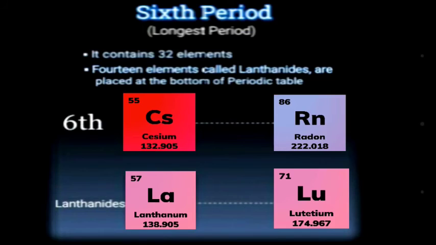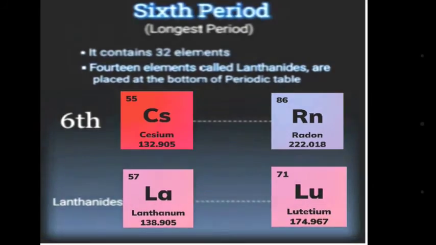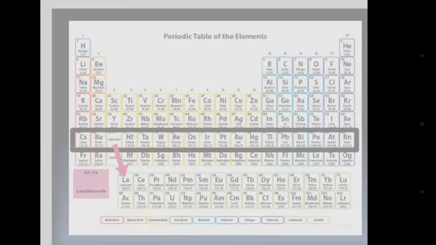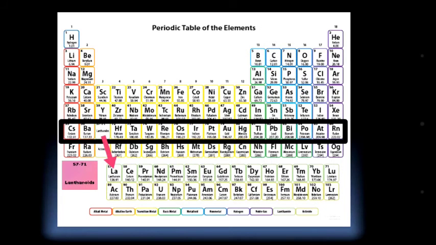At the bottom of the periodic table you can see this 14 element series that starts from atomic number 57 till 71. It is arranged at the bottom of the periodic table, and this row is called the lanthanoids. It originates from period 6.